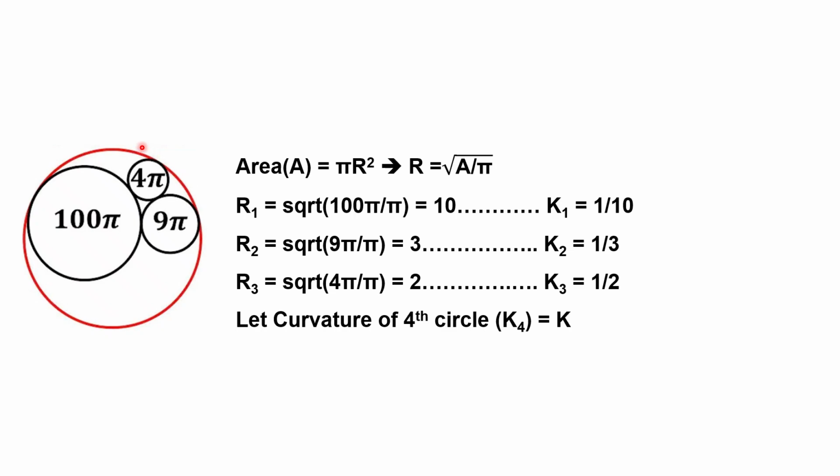And for the last, the outermost red circle, suppose the curvature is k. If the curvature is k, when we find out k, then we can find out the radius as inverse of curvature. So let the curvature be k. And the given circles' curvatures are 1 by 10, 1 by 3 and 1 by 2, and the unknown curvature k.